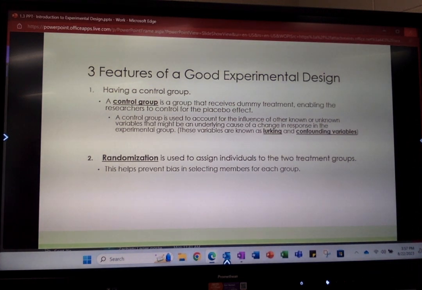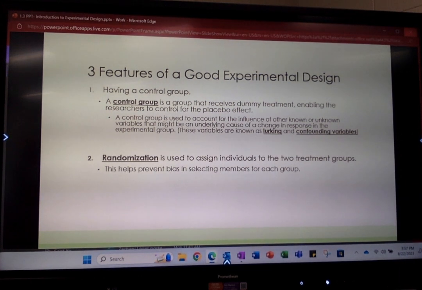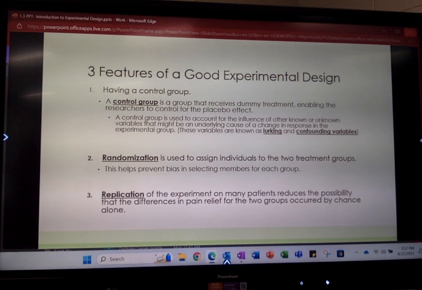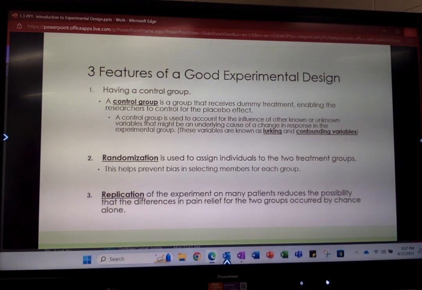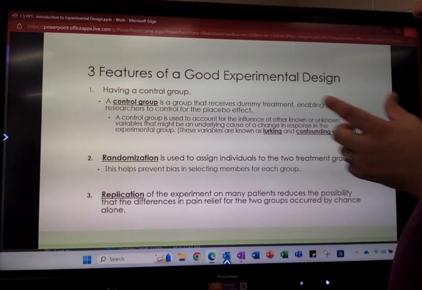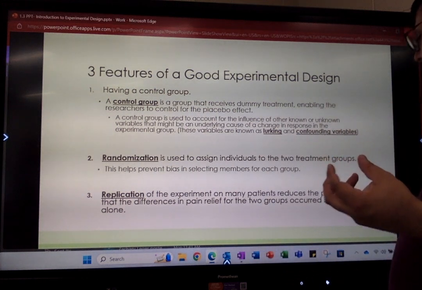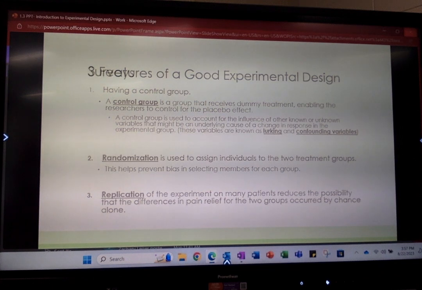When you do randomization, it helps prevent bias in selecting members for each group. And the third good characteristic is replication. The replication of the experiment on many patients reduces the possibility that the differences in pain relief for the 2 groups occurred by chance alone. The more you repeat a process, the more accurate your data is going to be, so that you know for sure that this isn't a coincidence, it's not chance.